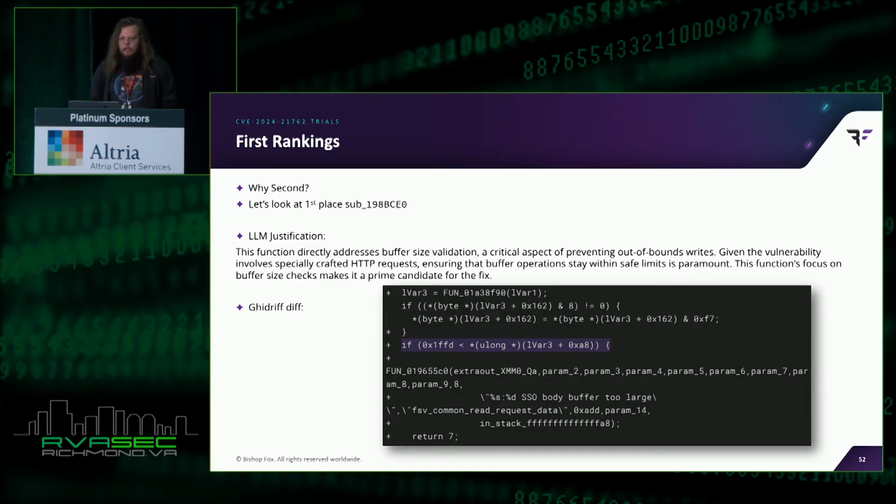If I look at the function that it ranked number 1, there is actually a bounds check looking for if this buffer overflow is happening, and I can tell just by the comment, common read request data, SSO body buffer too large, that it's dealing with, oh, there's probably an overflow here. So maybe we found something else while doing this. But that was just an analysis I did over the weekend, so maybe I'll look more into that. Or you could.